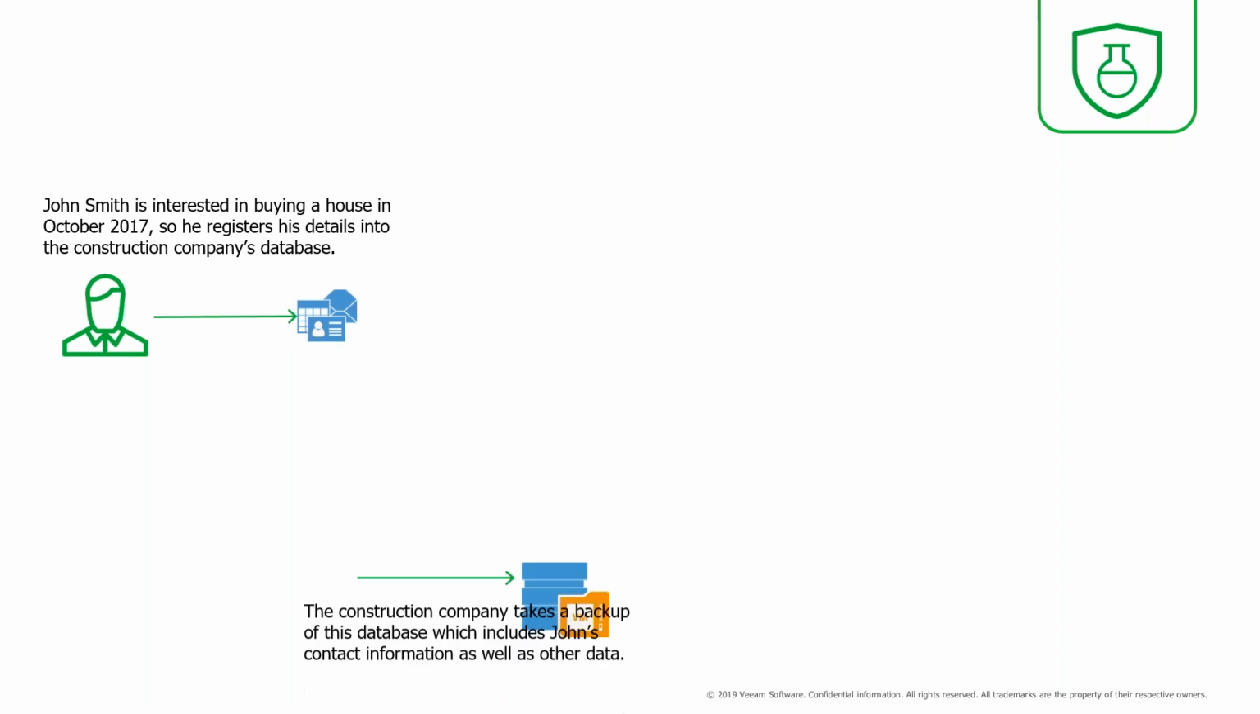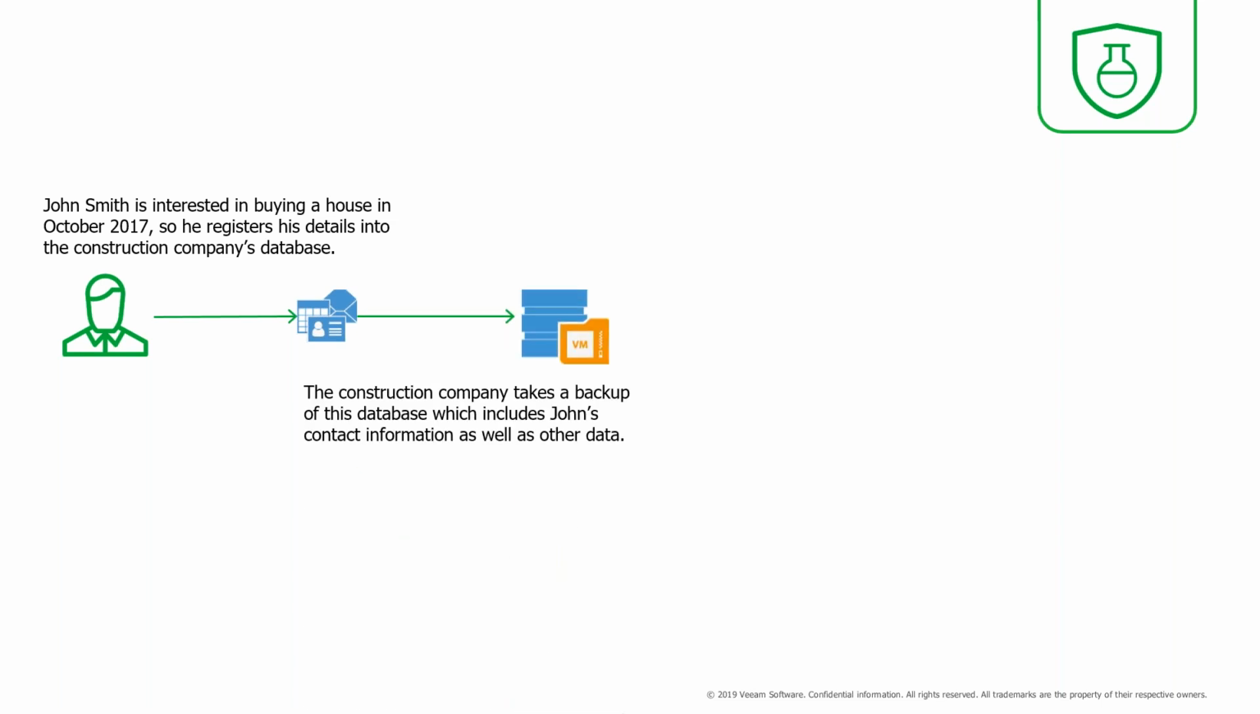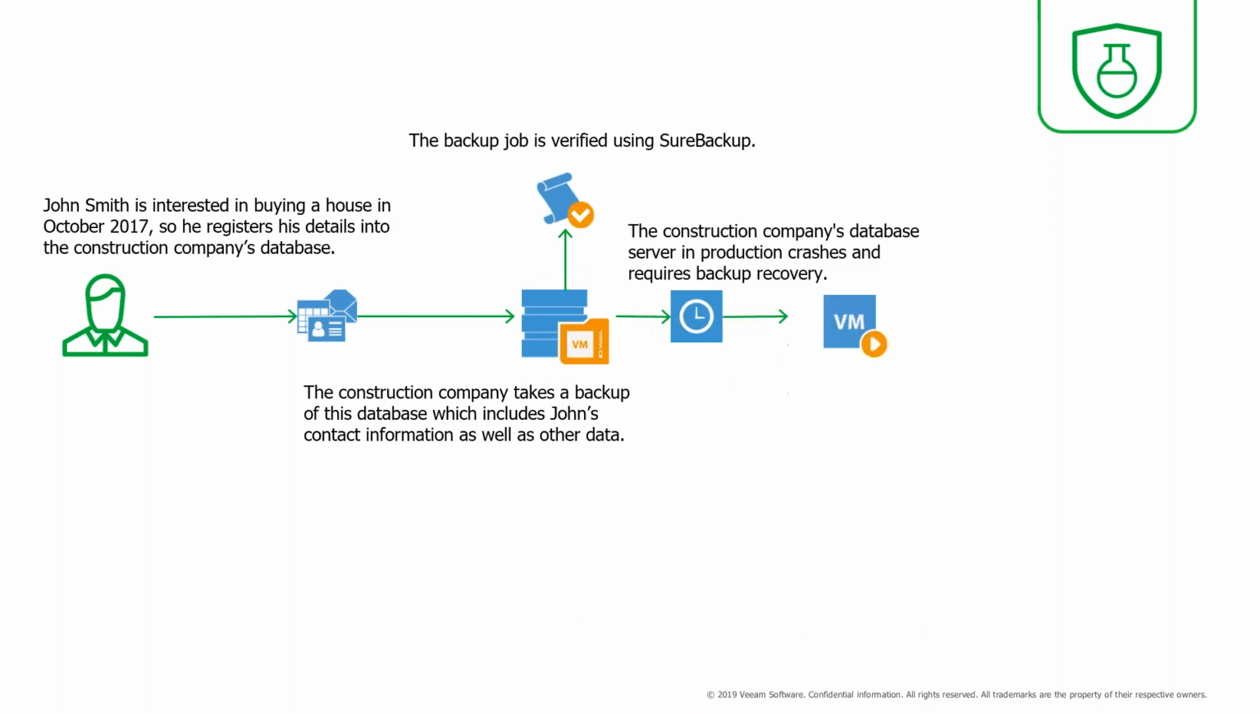So an example of how this works is our friend John Smith, interested in buying a house in October 2017, registers details into the construction company database. So he goes ahead and signs up for something. They take a backup of that data, daily, hourly, nightly, whatever the case may be. The backup job is verified using SureBackup, like we talked about before. You want to know 100% that that data is going to work when the time comes. And something happens in production, and we need to recover that data.